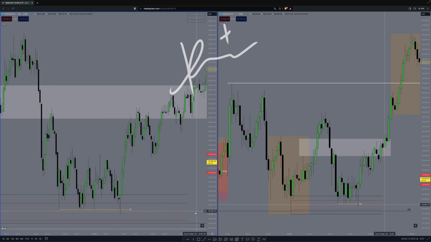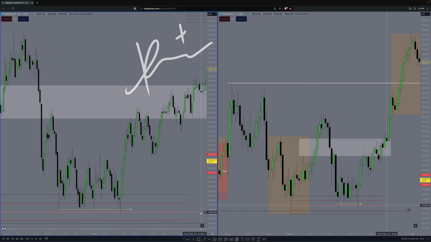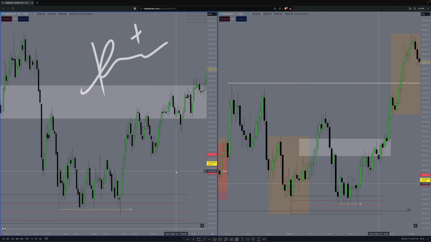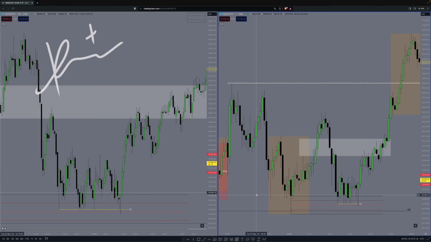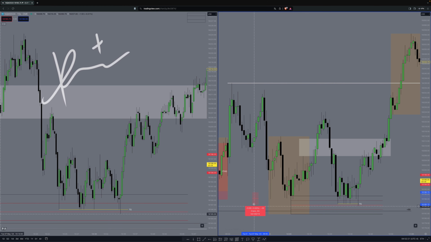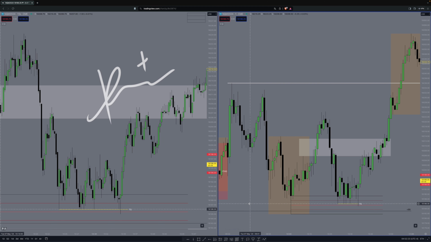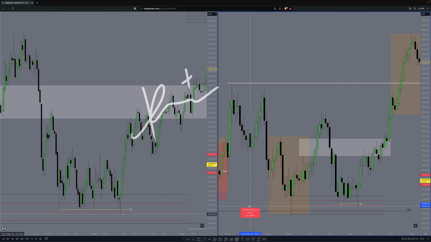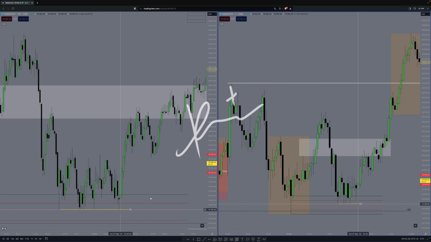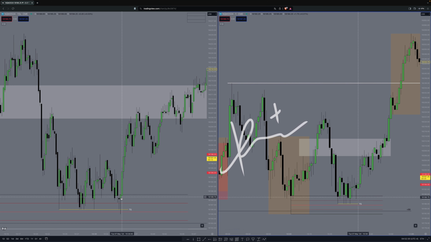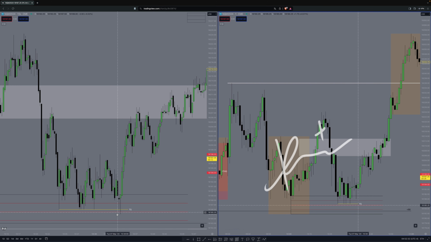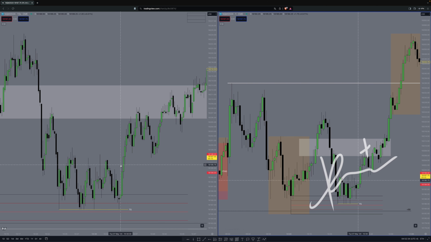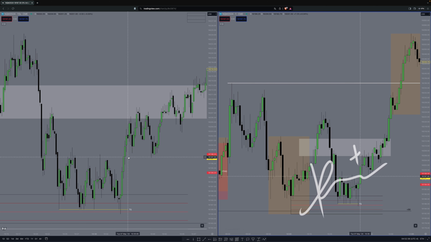Wait, what can I measure? Yeah, it was like one handle. It's nothing. I want to see the price close above, close below it. It didn't happen. So even though there's my breakaway gap and measuring gap, I did not enter on this.